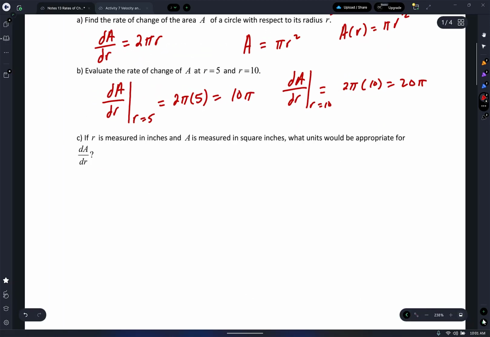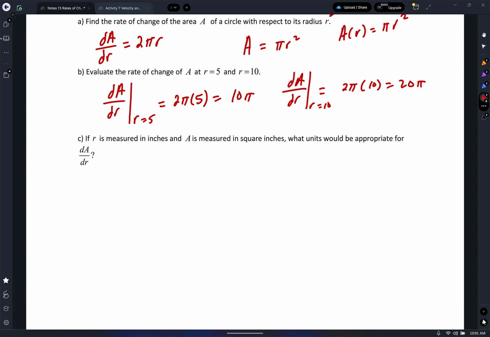All right, and then it says if r is measured in inches and A is measured in square inches, what units would be appropriate for dA dr? Well, let's see, dA is in area and dr is in inches, so square inches per inch. Don't cancel out the units. Square inches of area per inch of radius.